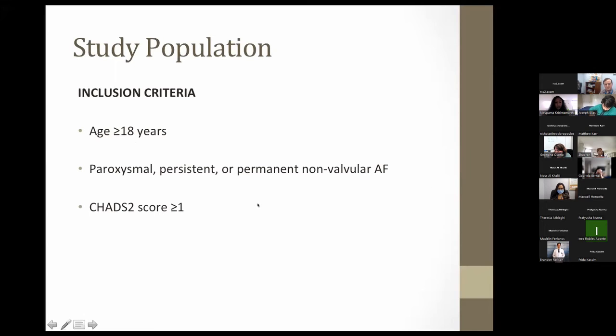So this was a study that included patients over the age of 18 years that had paroxysmal, persistent, or permanent non-valvular AF. And they used a CHADS-2 score of greater than or equal to 1. They didn't have the CHA2DS2-VASc score back then, so they used the CHADS-2 score, where 1 indicated a moderate risk at that time.